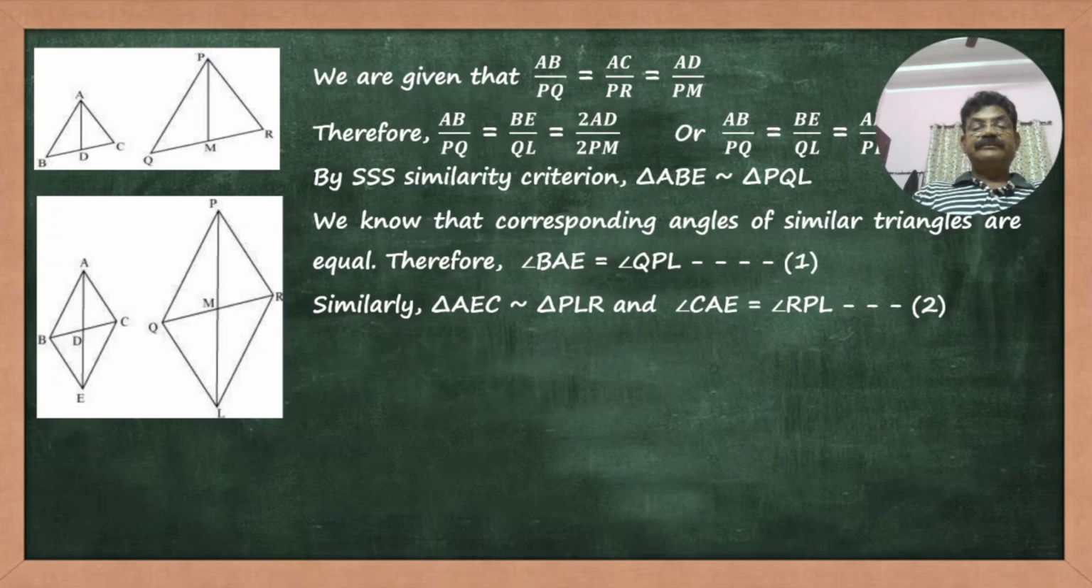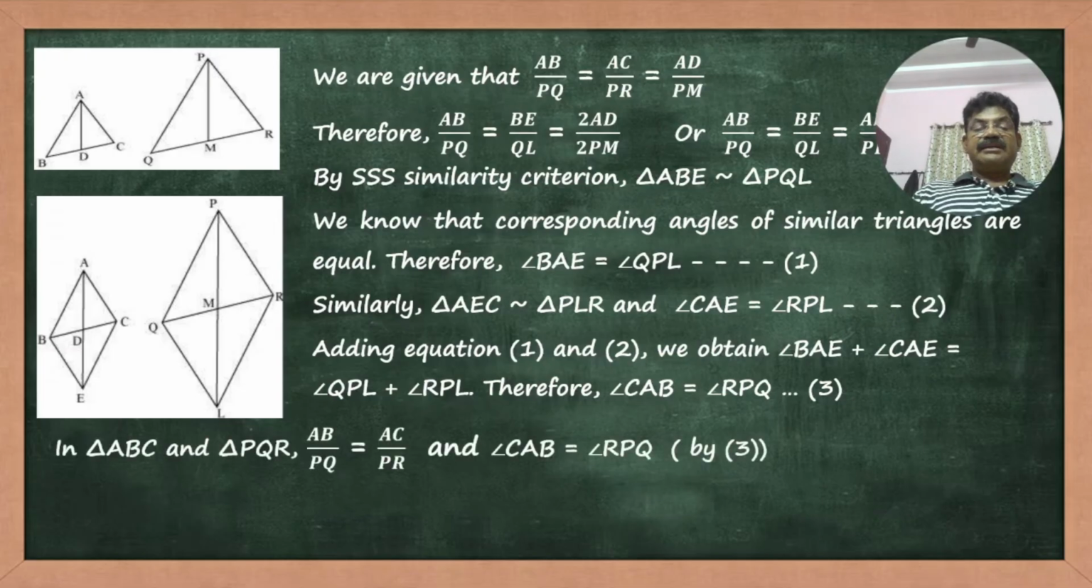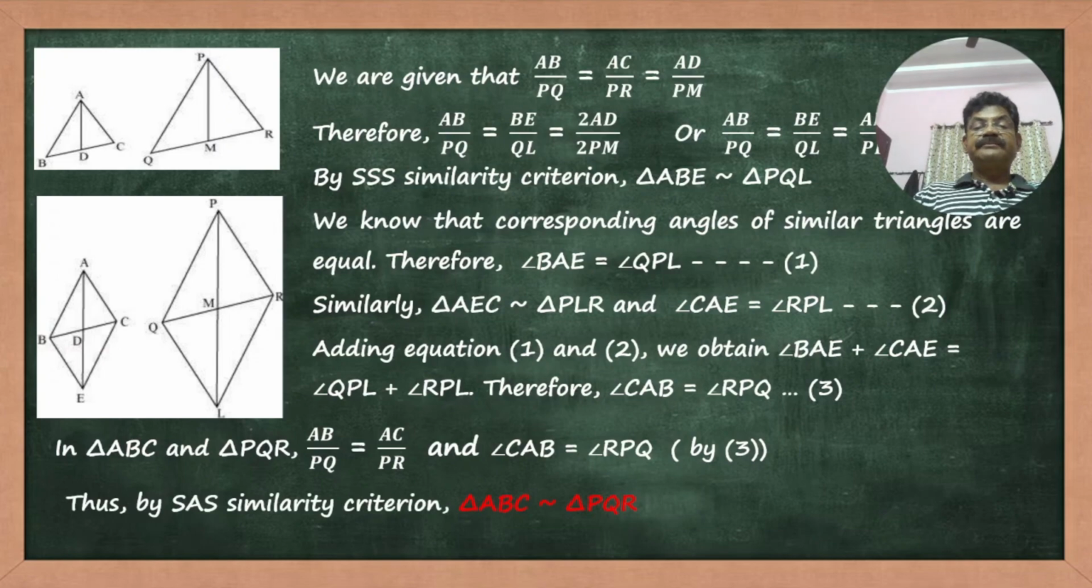Call these equations 1 and 2. Adding equation 1 and 2, we obtain angle BAE plus angle CAE is equal to angle QPL plus angle RPL. Therefore, angle CAB is equal to angle RPQ. In triangle ABC and triangle PQR, AB by PQ is equal to AC by PR and angle CAB is equal to angle RPQ. Therefore, by SAS similarity criterion, triangle ABC is similar to triangle PQR.